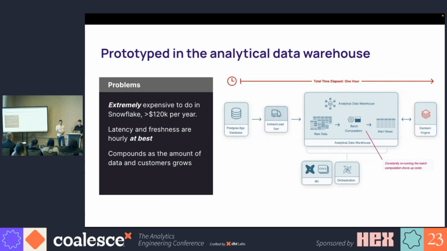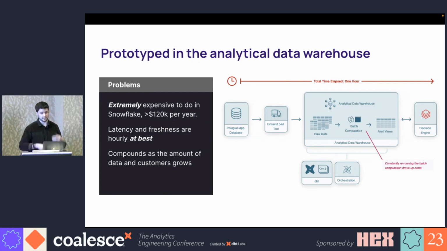Piling on to the latency issue, both the cost issue and the latency issue compound over time because the amount of data that we have to process grows with our business. Ramp is growing really, really quickly, which is great, but what's not great is that it results in longer DBT runtimes, which means more Snowflake spend and also a longer running DBT DAG.